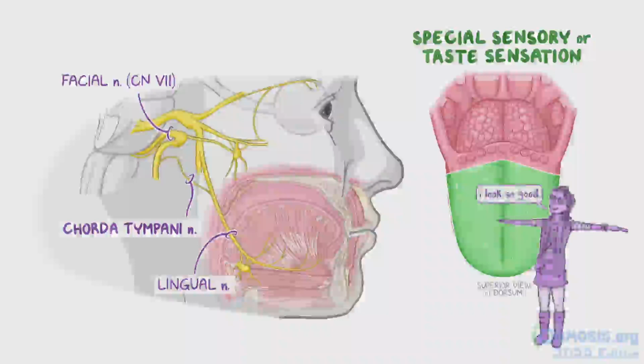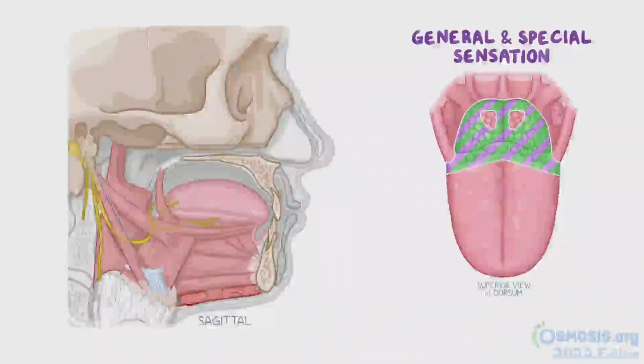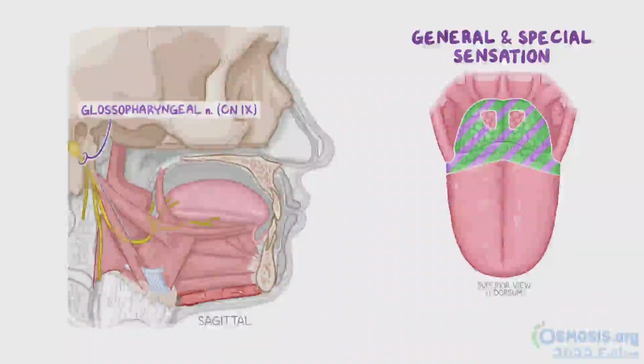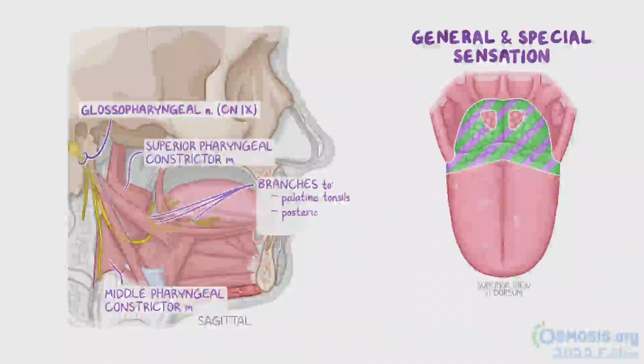Now you may be thinking, what about the posterior third of the tongue? Well, general and special taste sensation to the mucosa of the posterior third of the tongue and the vallate papillae are relayed to the brain via the 9th cranial nerve, the glossopharyngeal nerve. This nerve enters the pharynx between the superior and middle pharyngeal constrictor muscles, where it divides into branches to the palatine tonsils, the posterior wall of the pharynx, and the tongue.